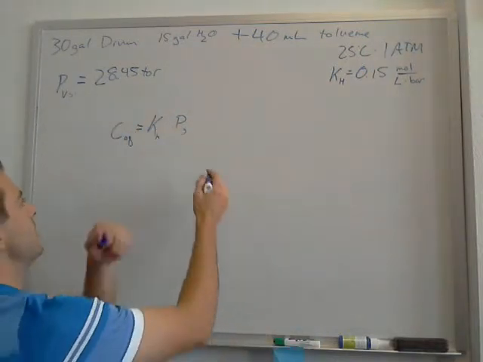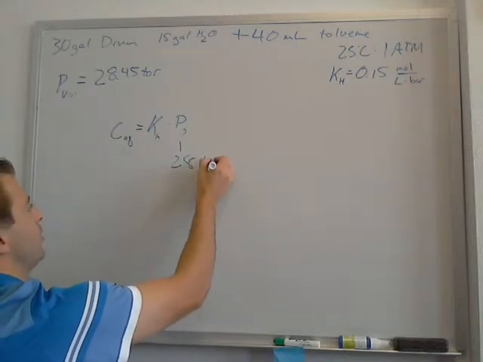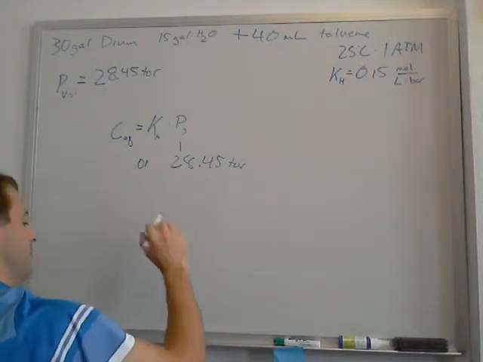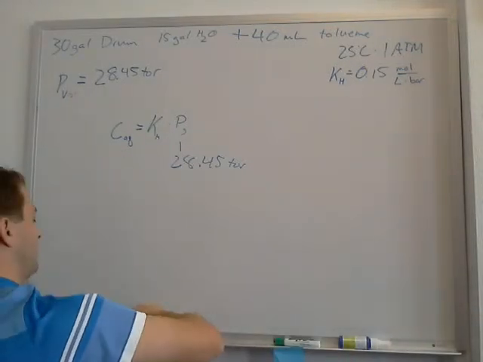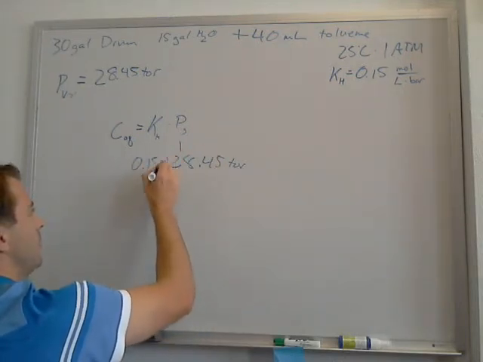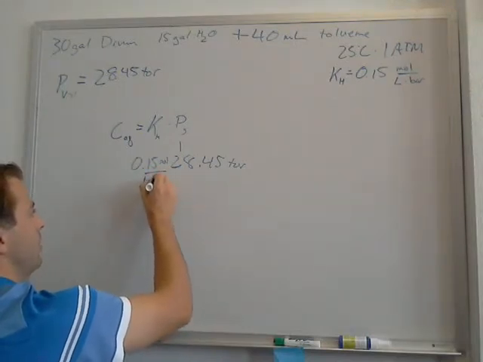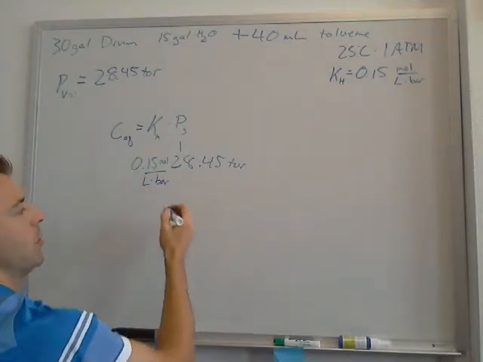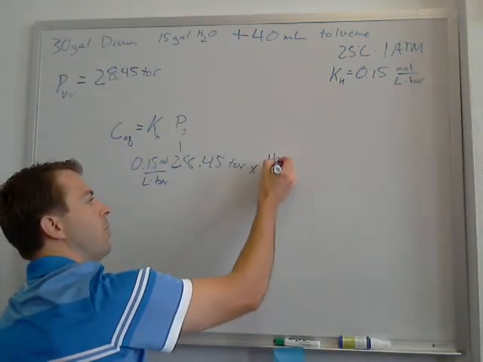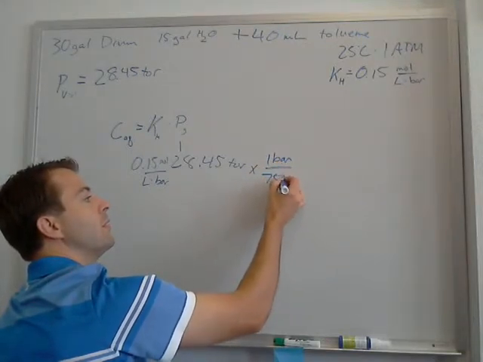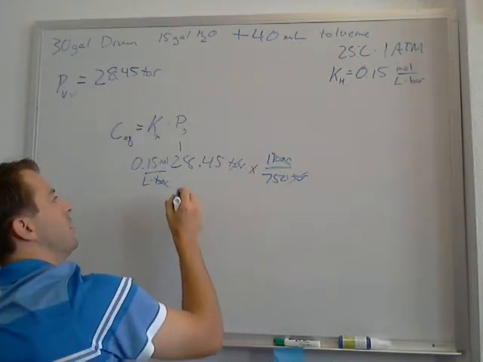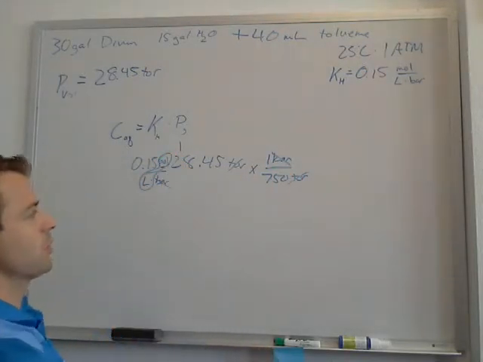So our pressure from the gas phase, of course, is going to be 28.45 torr. Our Henry's Law constant is going to be 0.15. And like I said, that's mole per liter bar. Torr and bar don't cancel, so we need to convert our torr into bar. So 1 bar equals 750 torr. So now our torrs cancel, our bars cancel, and we're left in moles per liter.